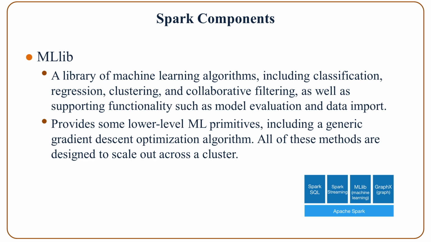MLlib is a library of machine learning algorithms including classification, regression, clustering, and collaborative filtering, as well as supporting functionality such as model evaluation and data import. It provides some low-level ML primitives, including a generic gradient descent optimization algorithm, and all of the methods are designed to scale out across a cluster.